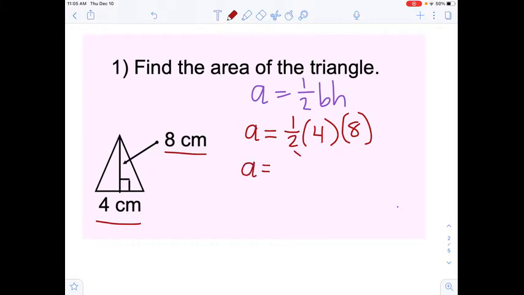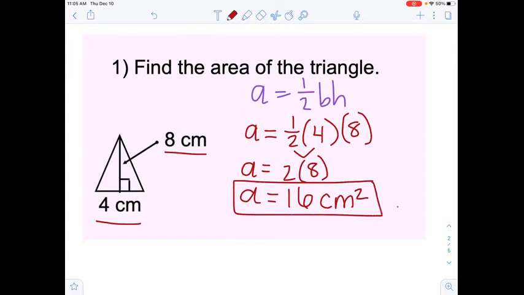I'm going to start with 1/2 times 4. Well, 1/2 of 4 I know is 2. So I'm going to take 2 times 8. 2 times 8 is 16. And then I have to add a label. I know area is squared and my label is centimeters. So 16 centimeters squared.